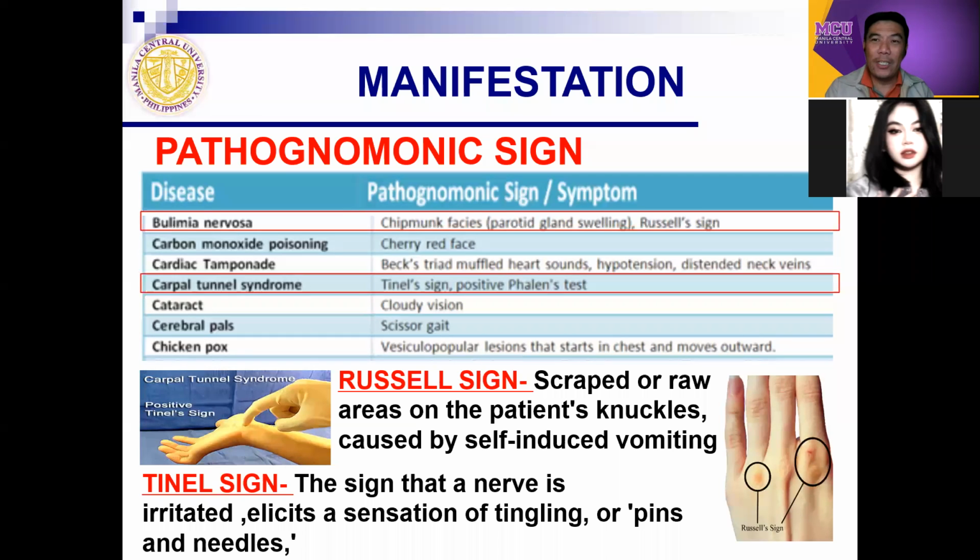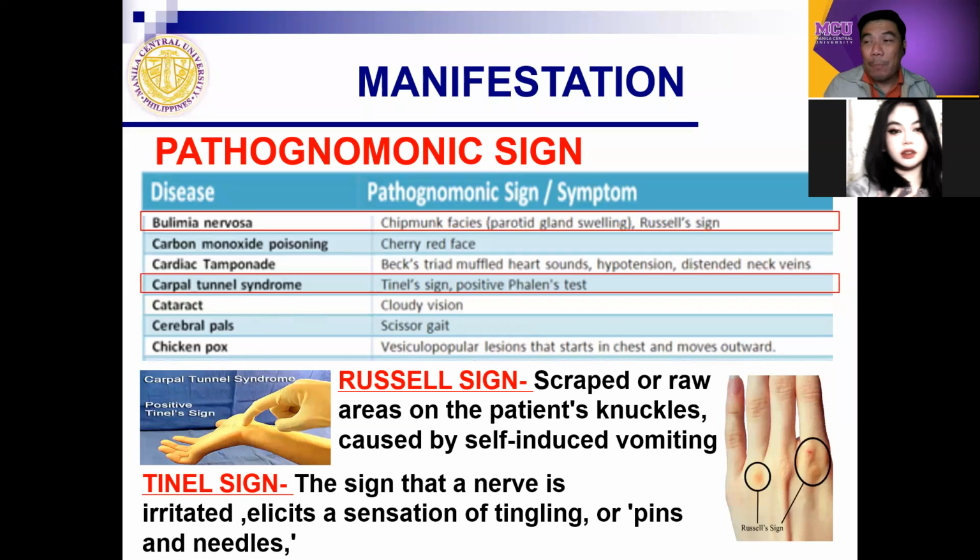Mga eating disorders nga eh. Although these are psychological, pero under na rin kasi yan sa mental concerns natin or deviation. So magkaiba po si anorexia nervosa, magkaiba po si bulimia nervosa. So next po, carpal tunnel syndrome.